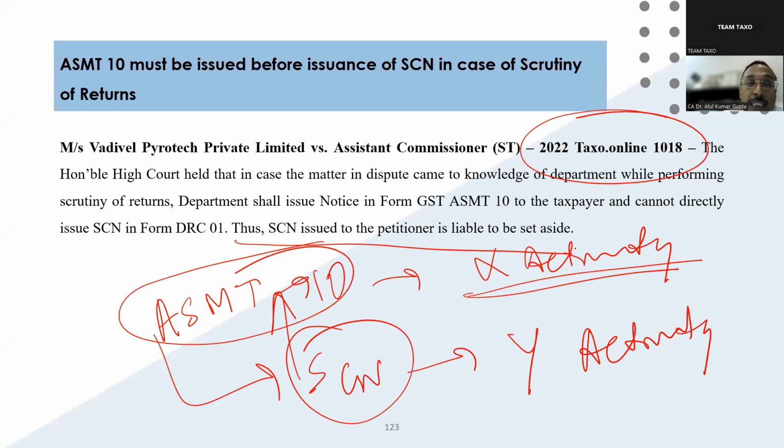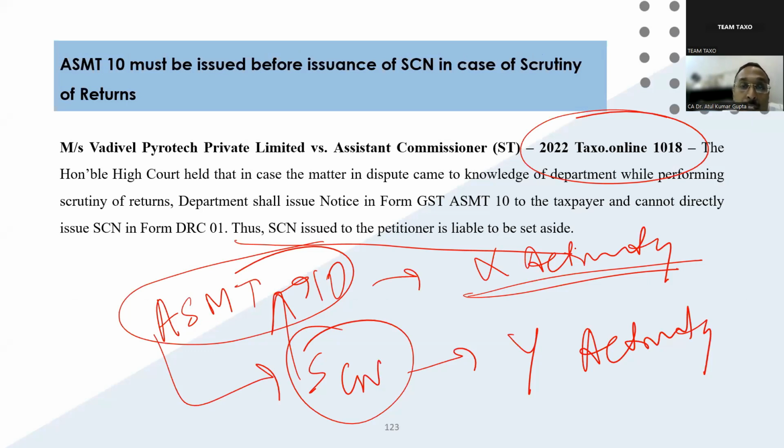The question being raised is: is it mandatory for the department to issue DRC 01A for 2017-18 before issuance of show cause notice under section 73? My dear friend, as I mentioned to you, the DRC 01A is the mandatory requirement.